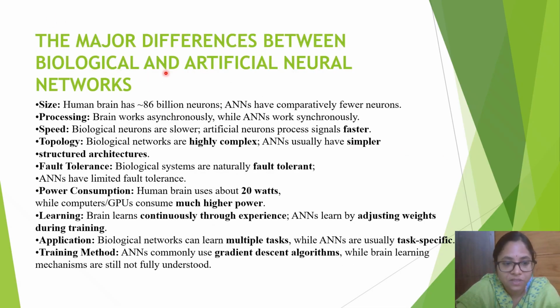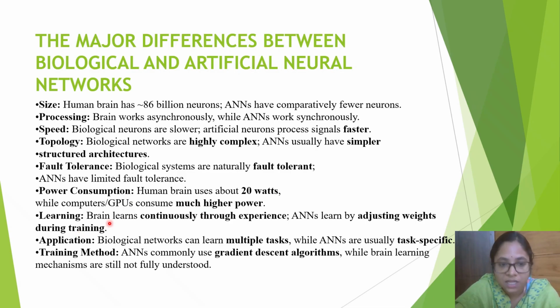These are the major differences between biological and artificial neural networks. Size-wise, it varies. The human brain has 86 billion neurons, whereas ANNs have comparatively fewer neurons. Processing: the brain works asynchronously, whereas ANN works synchronously. Speed: biological neurons are slower, ANN processes signals faster. Topology: biological neurons have a highly complex topology, whereas ANNs usually have simpler structured architectures. Fault tolerance: biological systems are naturally fault tolerant, ANNs have limited fault tolerance.